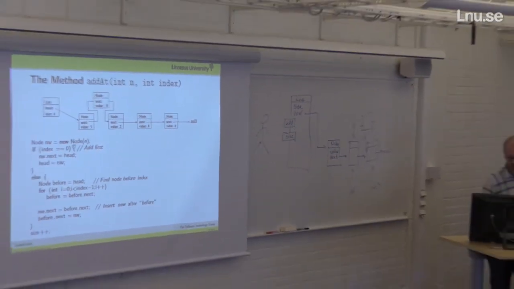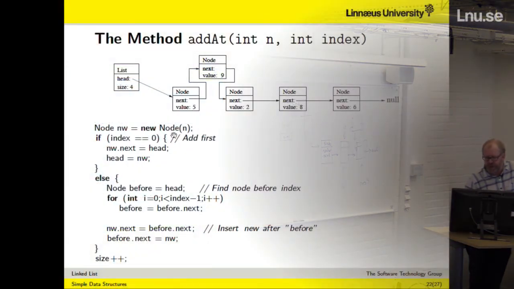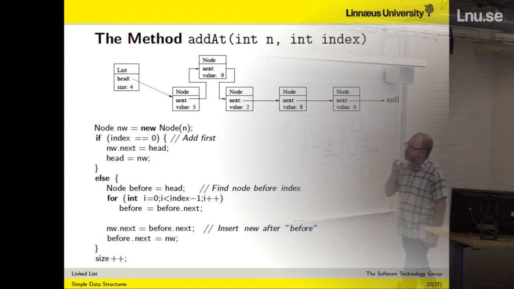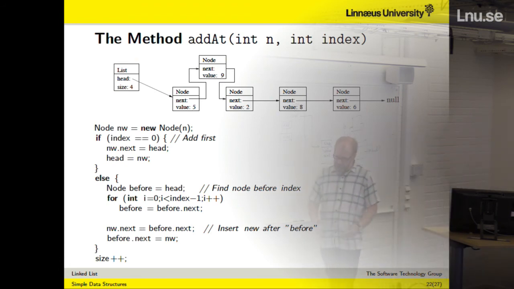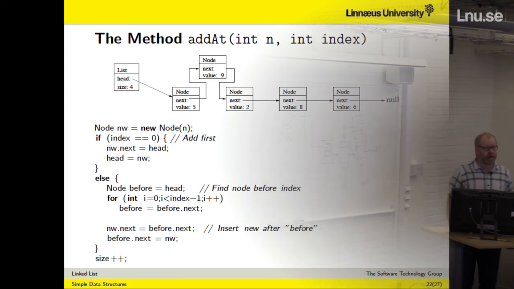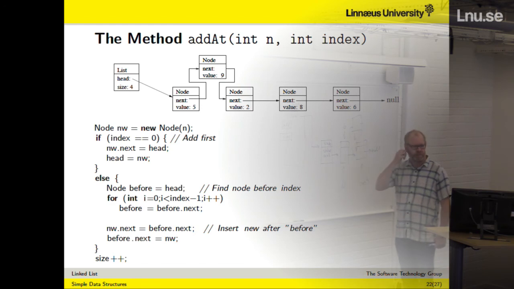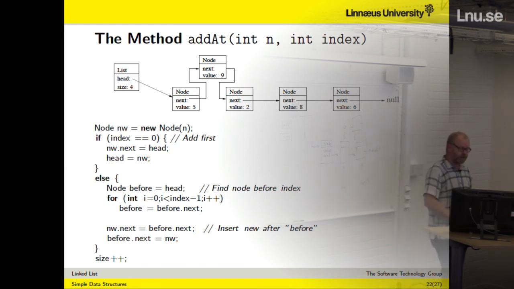Add at. Find the node before and then redirect them like this. So I think when you are programming linked data structures, it is a good idea to have a paper and pen and come up with a plan. How should I do this? Well, I locate this one and then I redirect them like this. And then you just transform this idea into a program.